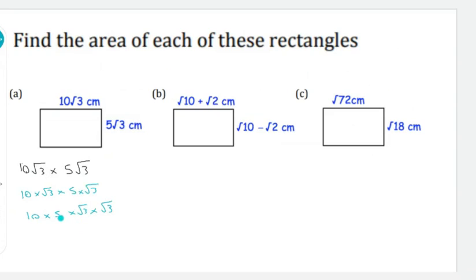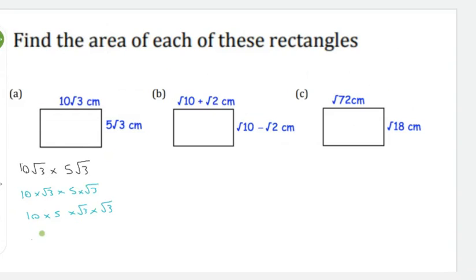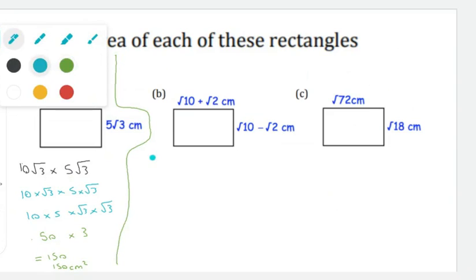Is that making sense so far? Yeah. And then I have 10 times 5, which is 50, and then root 3 times root 3, which is 3. And then that gives you 150. The final answer for this one is 150 centimeters squared. Okay. And then the next one?